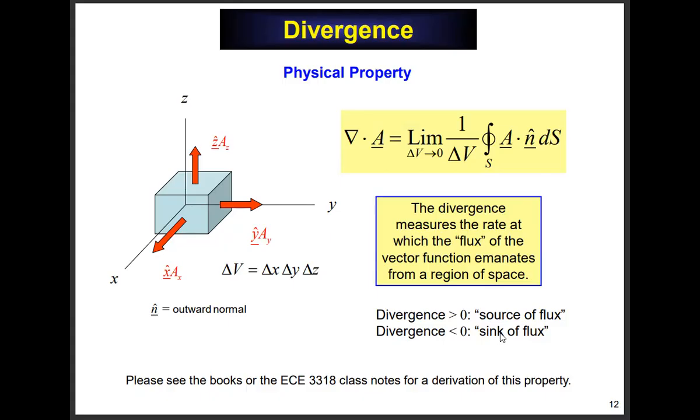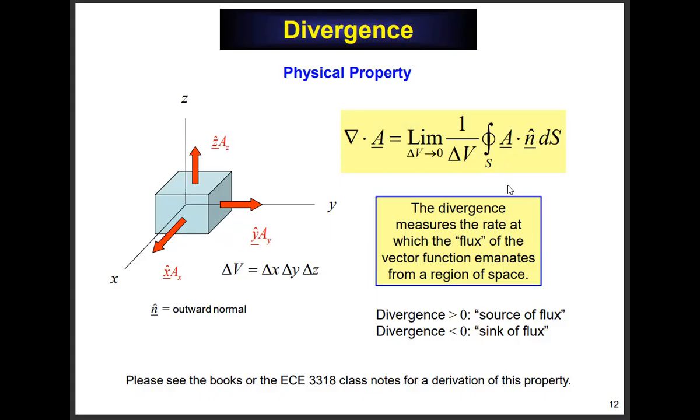Now in 3318, we would think of the A vector as being the D vector, the electric flux density vector. And then this would be the flux going out of a cube. This strongly relates to Gauss's law, where the net flux coming out of a cube is going to be the charge enclosed inside the cube. But anyway, that's the physical meaning of divergence. So if you have a positive or negative divergence, you can say that at that point in space, the space is acting like a source of flux or a sink of flux.